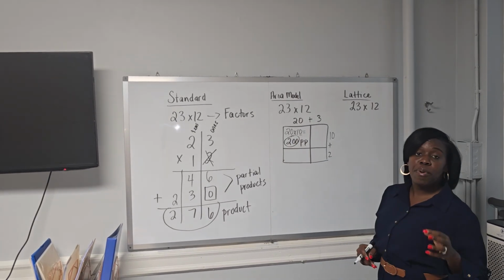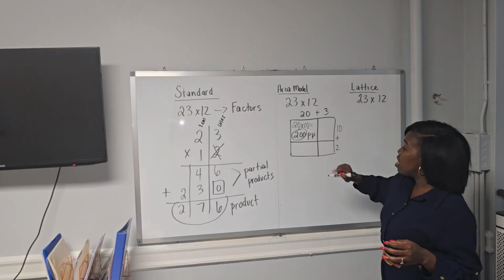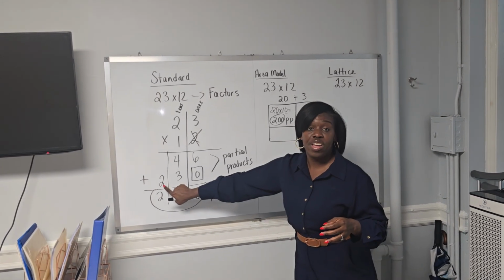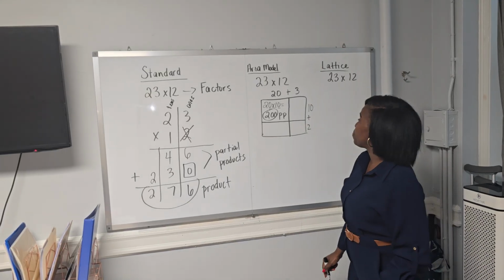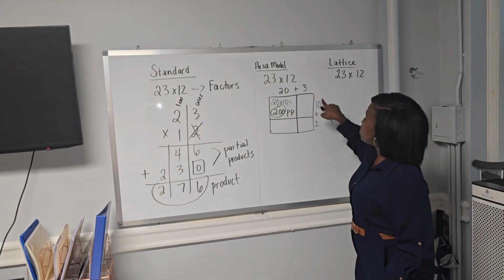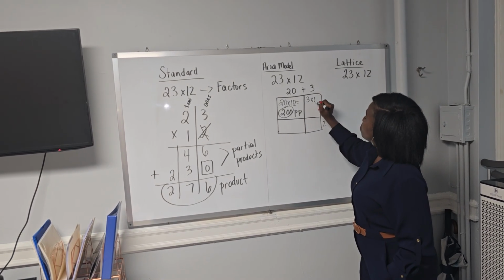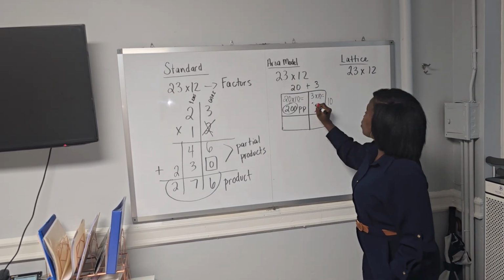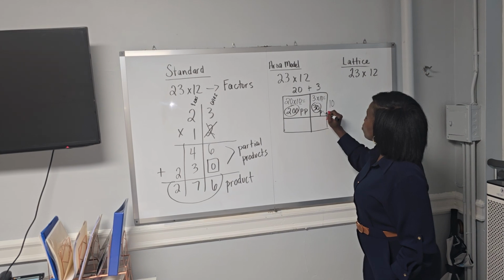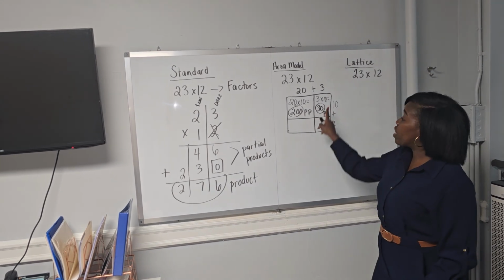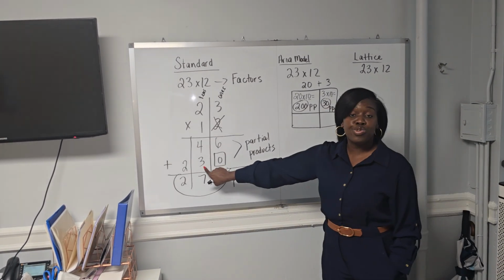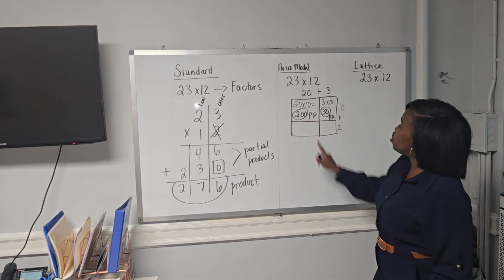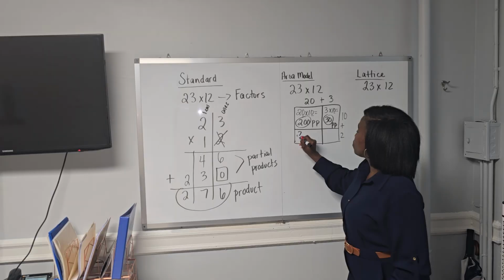200 is your first partial product. Notice that 200 here can be seen here. The 2 in standard algorithm is in the hundreds place. Next, we're going to do 3 times 10. Underline that power of 10. 3 times 10 is 30. That is your second partial product. Where can we see the 30 over here? The 3 is in the tens place. It represents 30.